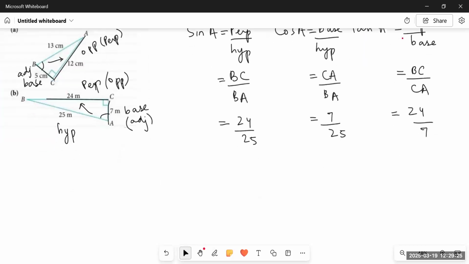So without even solving it, now we can say that since sine A is 24 upon 25, cos B would be 24 upon 25. Similarly, if cos A is 7 upon 25, so sine B would be 7 upon 25. And if tan A is 24 upon 7, then tan B would be 7 upon 24. Let's see.